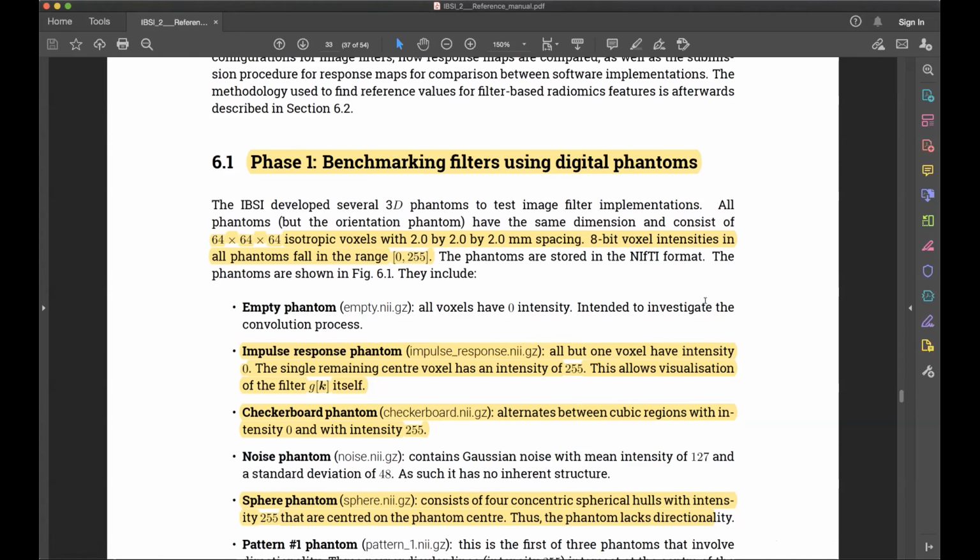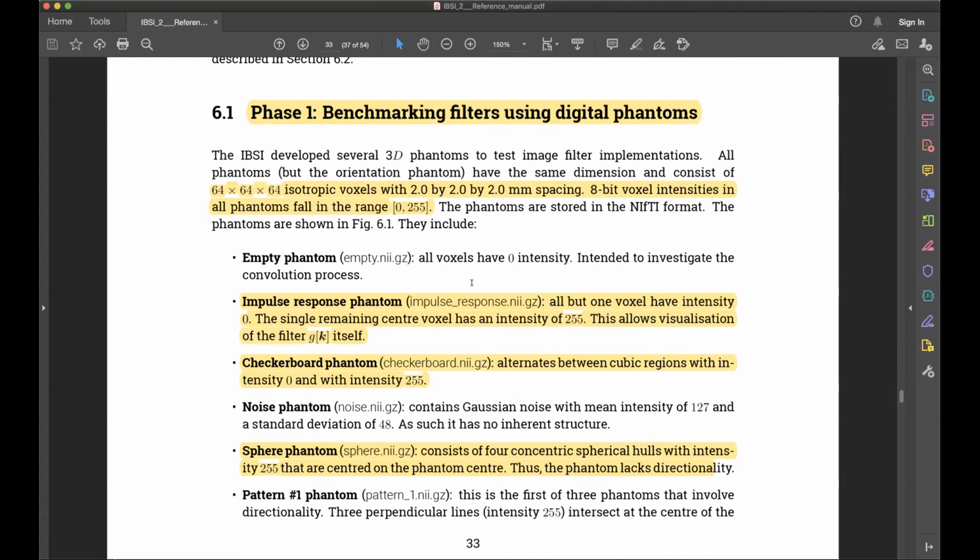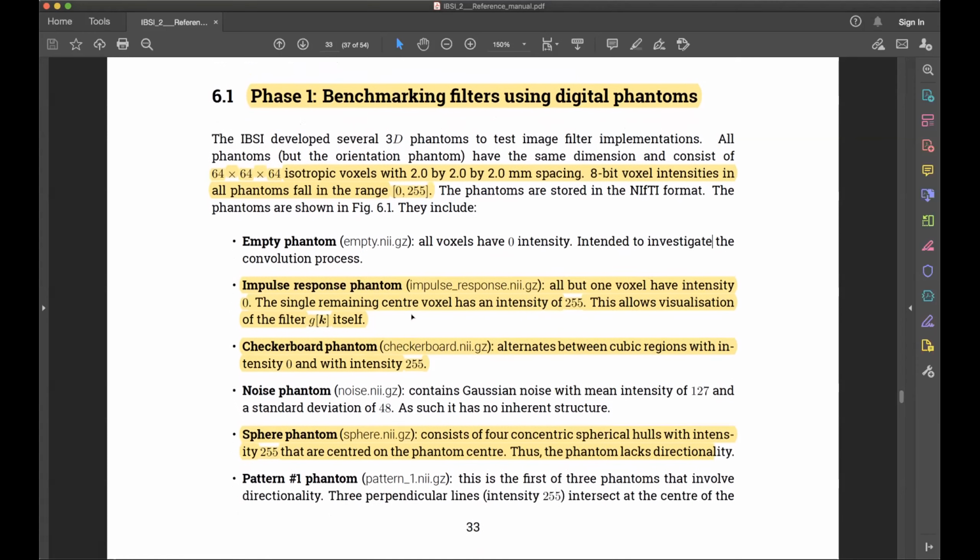So those phantoms are available online, and as you probably noticed, everything is now centralized on our IBSI website. From the IBSI website, you have the links to the reference manual, the link to the upload website, and links to other information. So when you're looking for something, I encourage you to go on the IBSI main website. In there, you'll find the links to the phantoms, and the ones that we mainly use for this phase are the impulse phantom, the checkerboard phantom, and the sphere phantom.